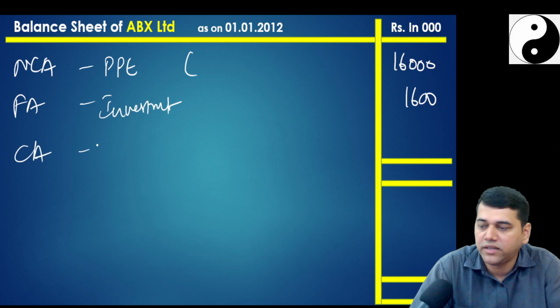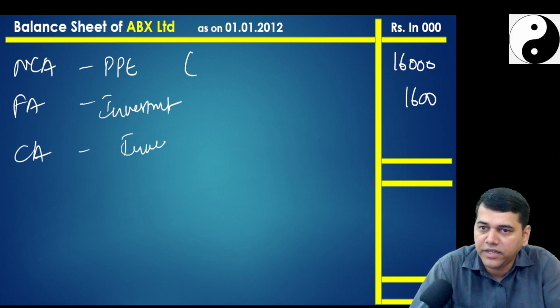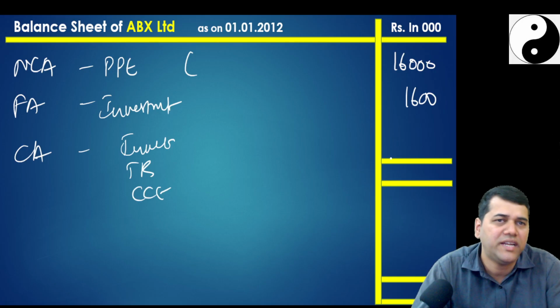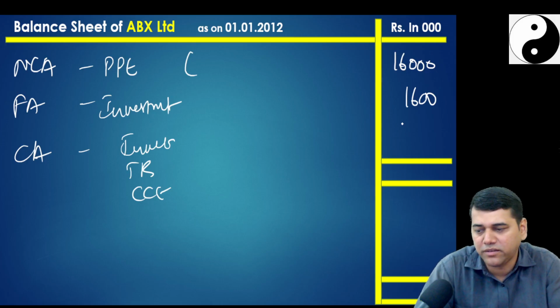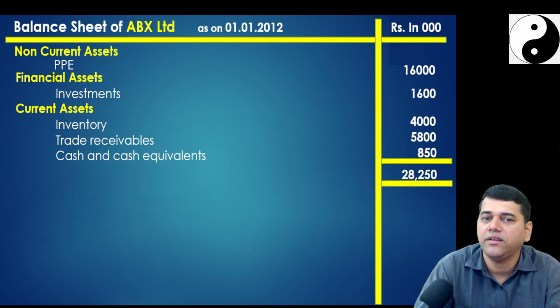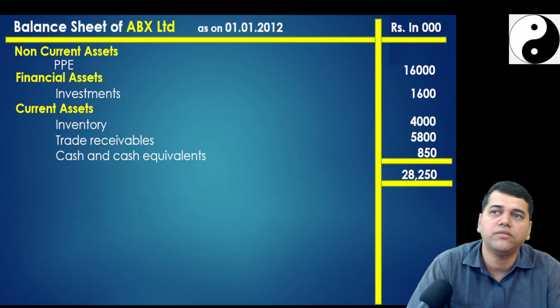We have got current assets. In that we have got inventory, trade receivable, CC. Again, no headache. Common combination is a very simple thing. Just add 4,800 and 850. Done. We are done with the asset side of the balance sheet.